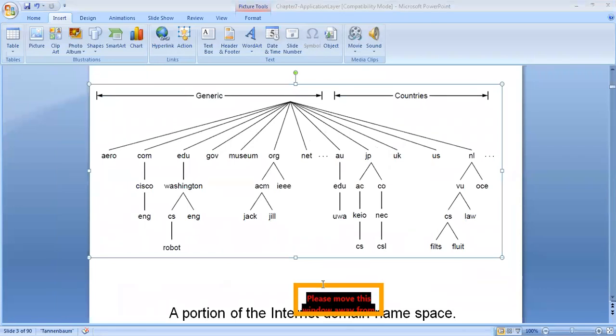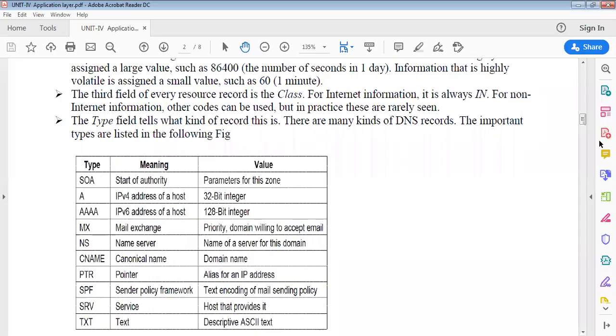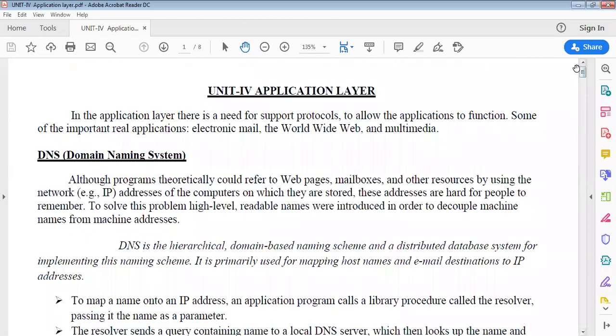So let us understand this now. A domain name: although programs could theoretically refer to web pages, mailboxes, and other resources by using the network IP address of the computers on which they are stored, these addresses are hard for people to remember. As I said, we cannot remember the numbers. Remembering numbers is very difficult. So for that, we can give a proper name.